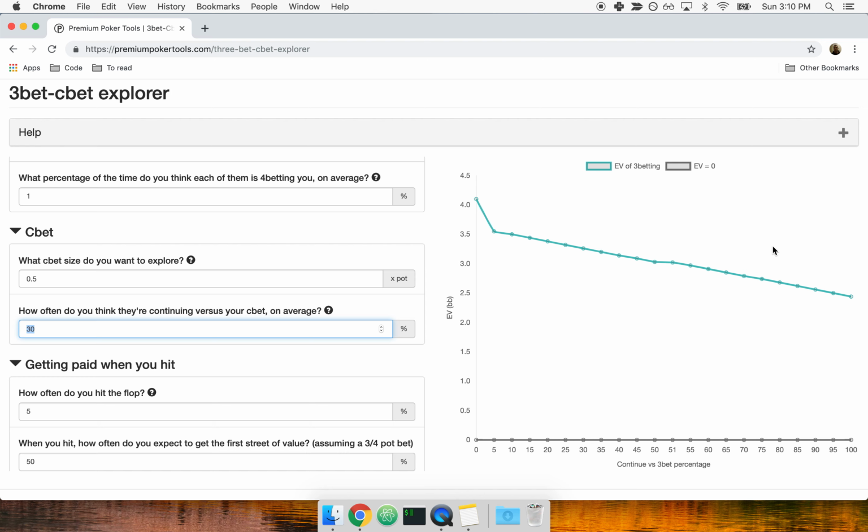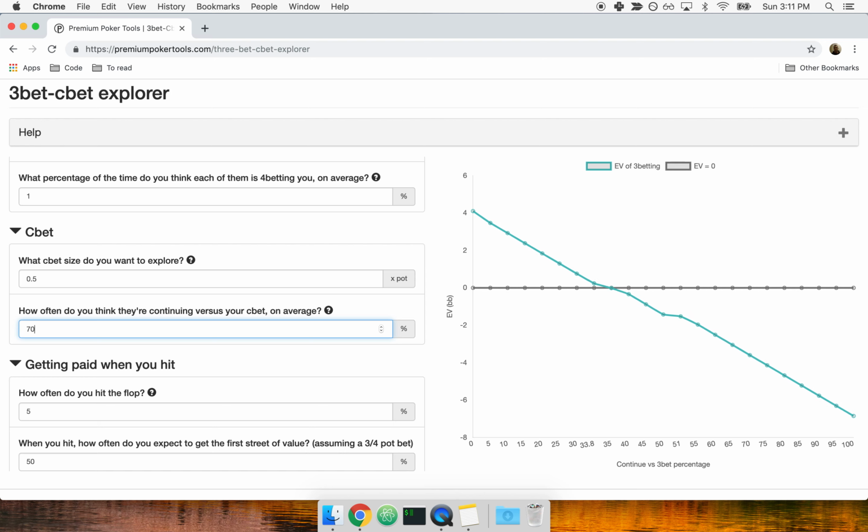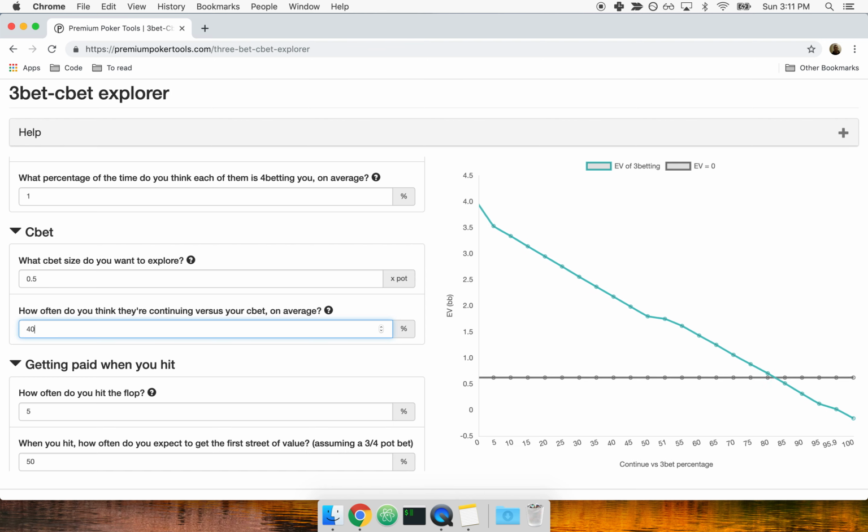So if you have a guy that's going to call your 3-bet and then fold the flop a lot, you're going to be making a lot of money. And even if they continue 45%, it's still hard for them to be defending 72 versus the 3-bet. So I just love how sensitive this graph is to how often they continue versus your cbet.